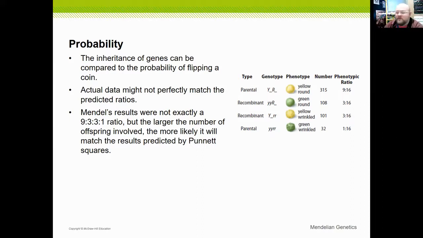larger the number of offspring involved, the more likely it will match the results predicted by a Punnett square. That's why using something like pea plants is good, because you get a whole bunch of them. With humans, it's not exactly the same, or animals, because typically you get 1 offspring. With animals, you might get more than 1, but it would take a lot longer and a lot more time and effort to study that in a human. That's why something like this is wonderful to study with something like a pea plant.